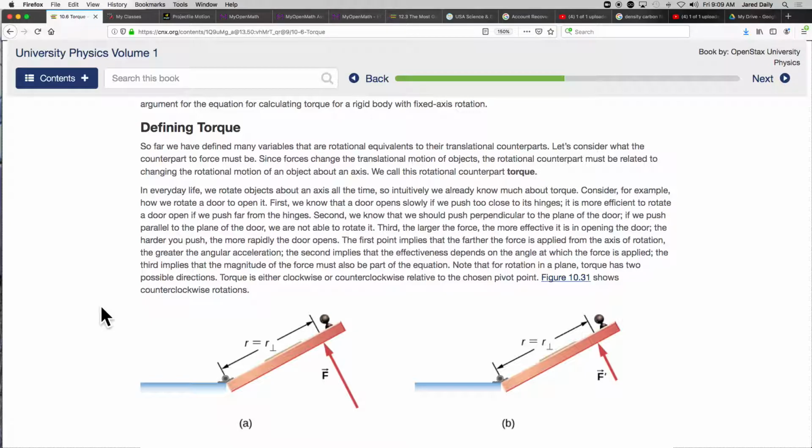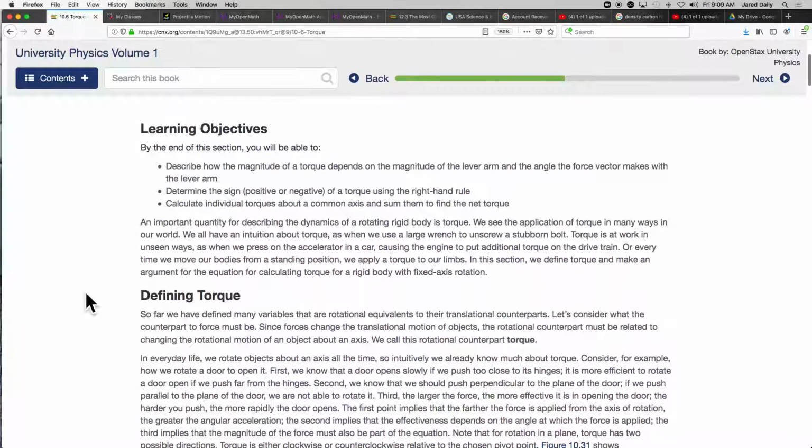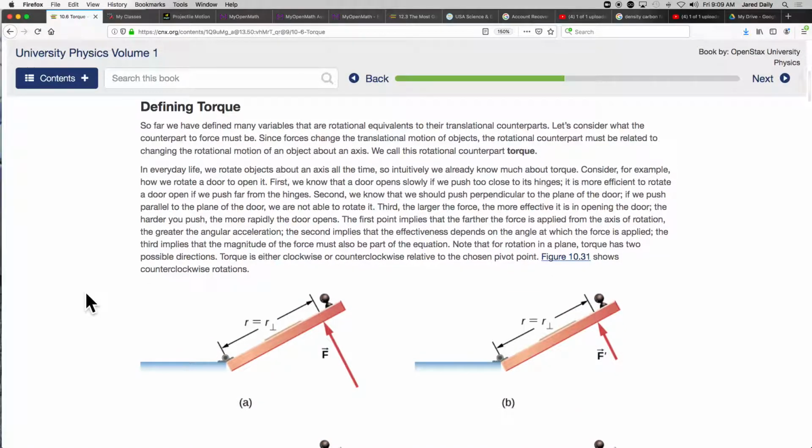We have to take into account the fact that pushing on an object, especially when the force does not go through the center of mass of the object, can result in this rotation. And this rotation is caused by what we call a torque. What is a torque? Well, a torque is a force that causes a rotation. That's pretty much what it is. That's all there is to it.